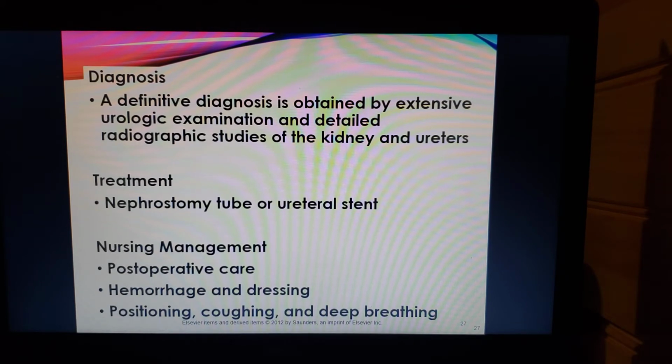And again, when we have any kind of invasive procedure done, the kidneys are very vascular, so risk for hemorrhage is a priority to be monitoring for. And of course, we want to continue making sure we're implementing position changes, coughing, and deep breathing.